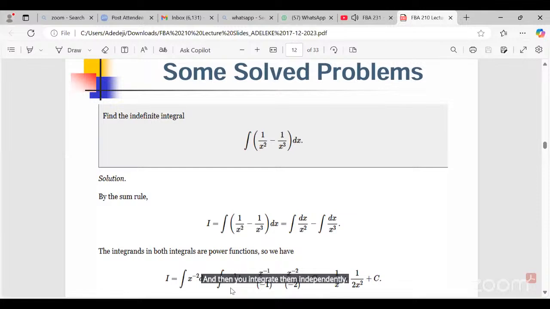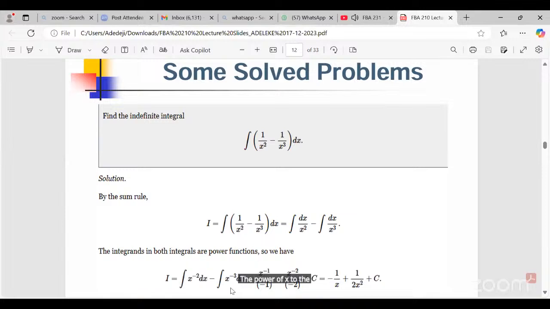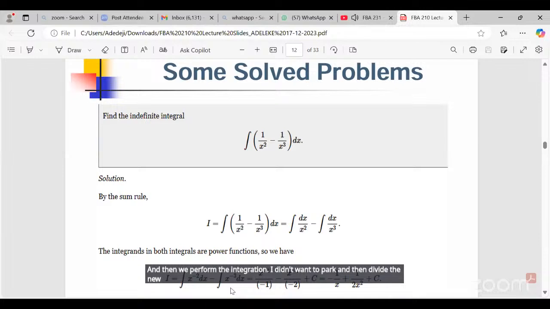The power of x to the power of minus 2 is minus 2. The power of x to the power of minus 3 is minus 3. And then perform the integration by adding 1 to the power and then divide the new function by the new power. So you do that for all the terms, and then we are good to go.